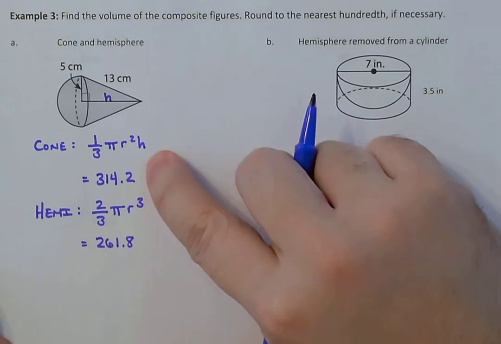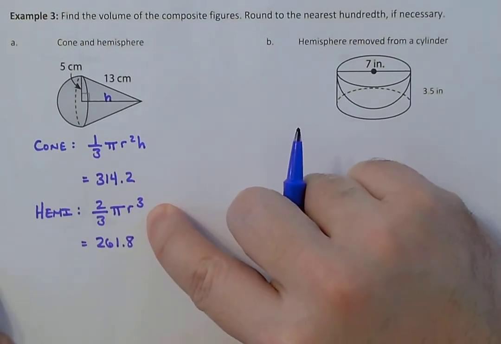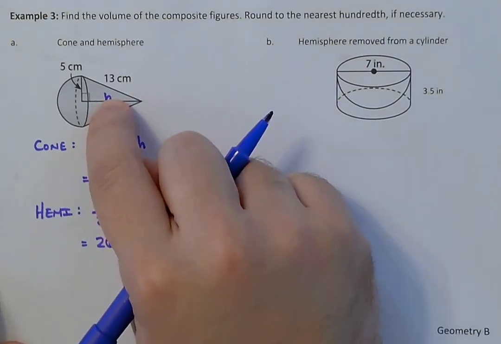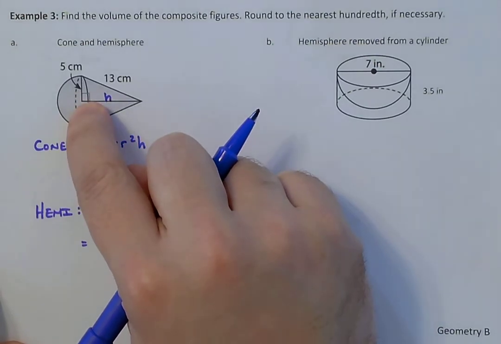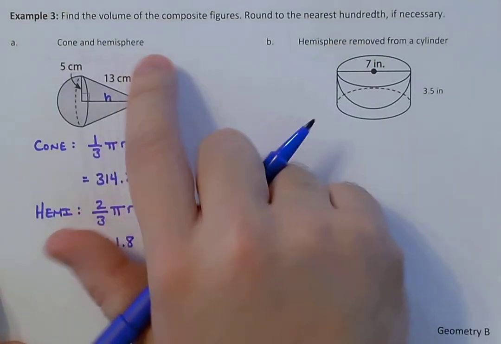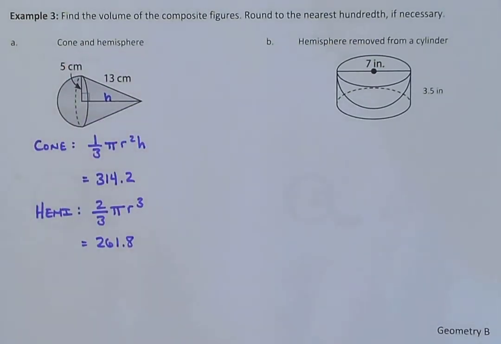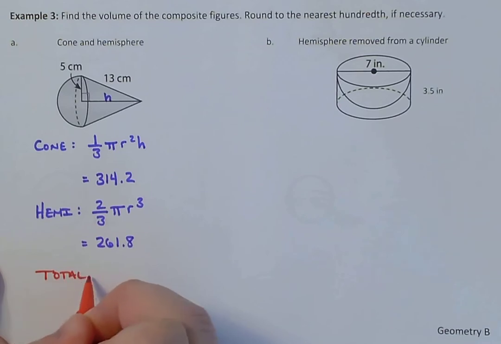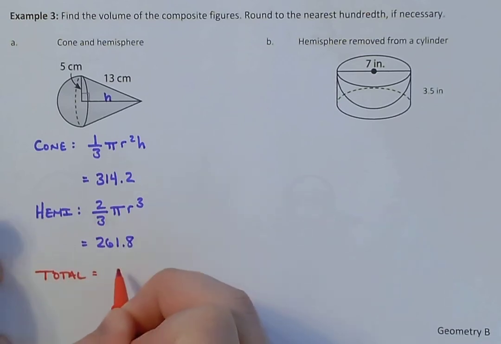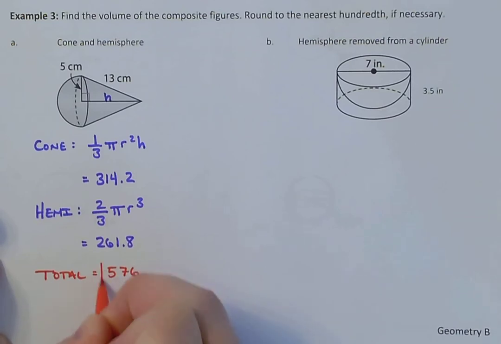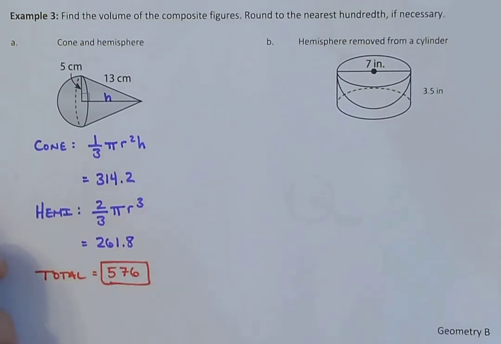So once you have the volume of the cone and the volume of the hemisphere, because we're adding a hemisphere on top of a cone, kind of like an ice cream cone, you just have to add those two together, which is going to tell you your total of 576 for your total volume.